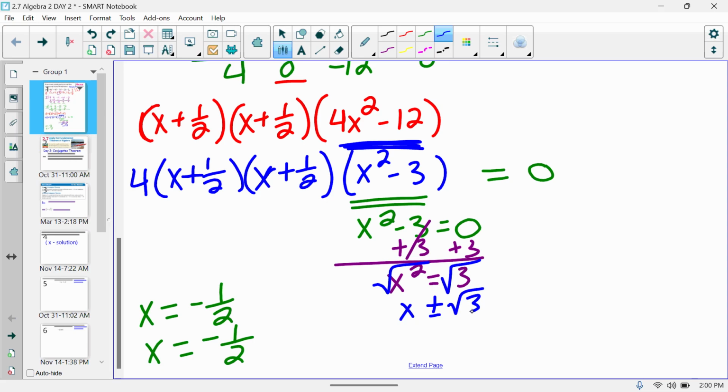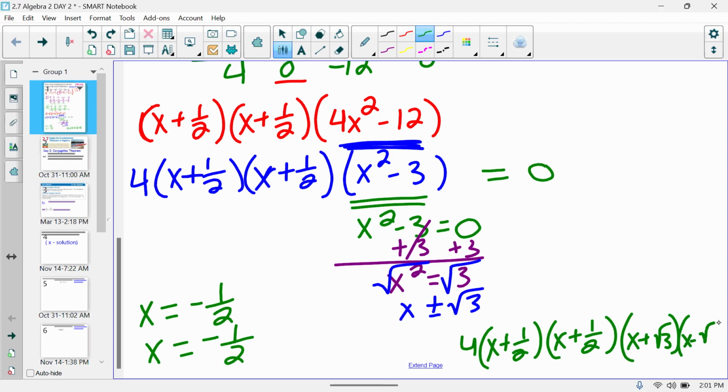So our final answer, if we wanted to write out the factorization, it would look like 4 times x plus 1/2 times x plus 1/2, and then x plus radical 3 and x minus radical 3. But again, what we really want to know is what makes it equal to 0, though. So we probably don't even really have to write out the whole factorization, but the final two solutions are going to be positive radical 3 and negative radical 3, okay?